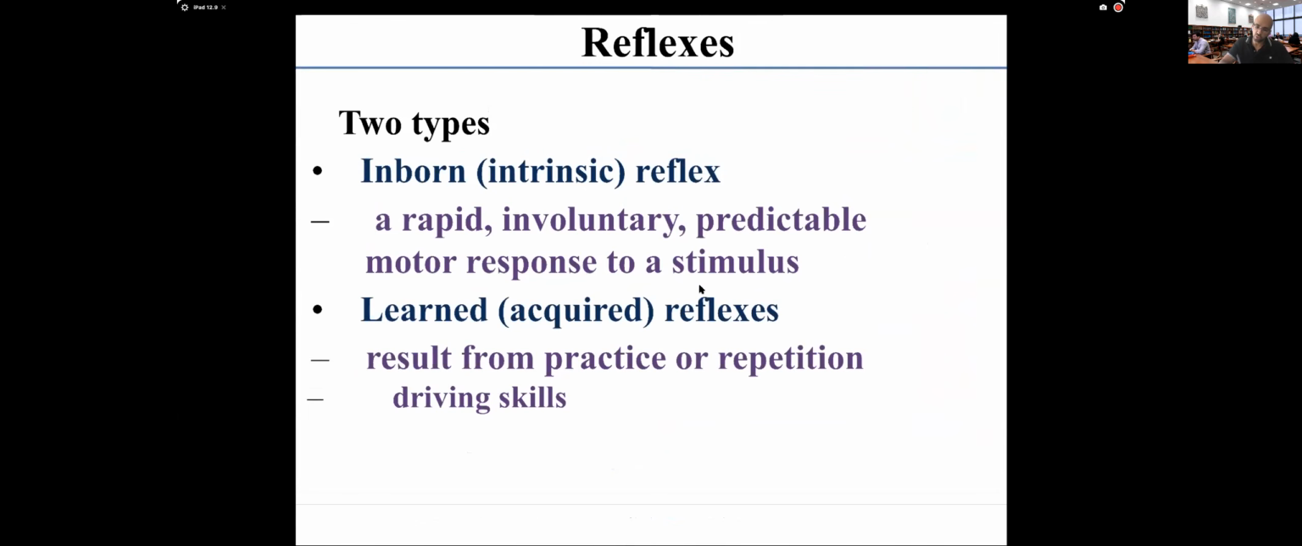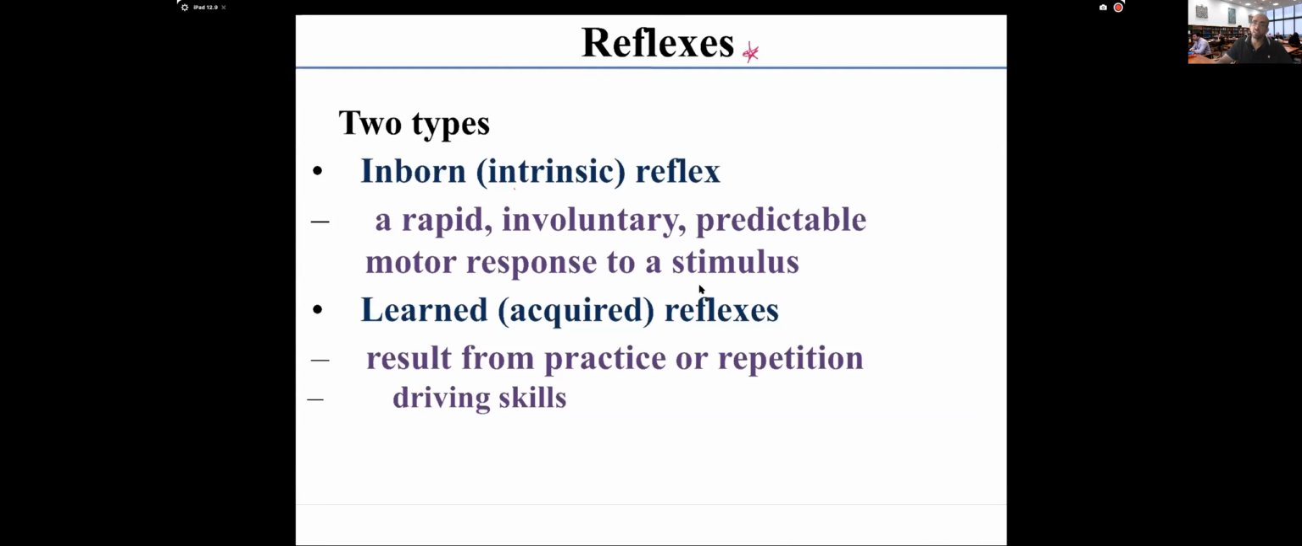Moving on to our last section of this chapter, which is the reflexes. And reflexes are going to be categorized into two main types. Those are the intrinsic reflexes or inborn reflexes. Those are very basic reflexes, involuntary and predictable motor responses to a stimulus. So for example, if you touch a hot surface, you're going to be pulling your hand away, regardless if you are a child or if you are an adult. This is a predictable reflex that you are born with.